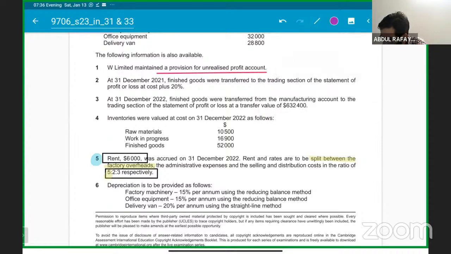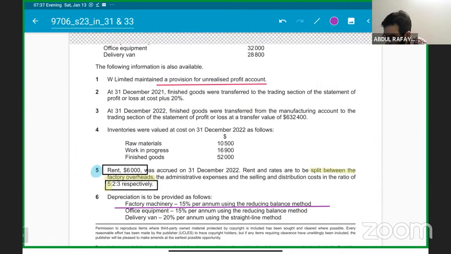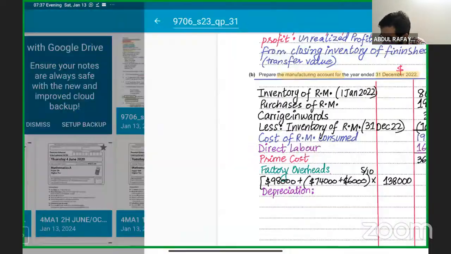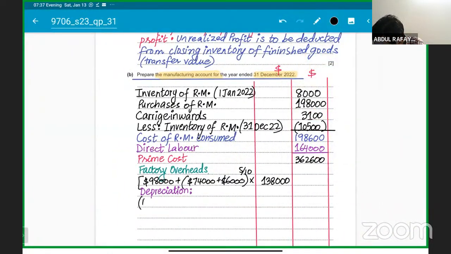So what is the policy? Let's read it and let's do it. On factory machinery, it is 15% per annum using the reducing balance method. Guys, with me? It is 15% per annum using the reducing balance method. So here we go. Factory machinery is 144,000. Depreciation is 84,000. So 144,000 minus 84,000, and then I'll apply the 15%. So cost minus depreciation is our net book value, and that's how we are going to get it. You can also do the working below as well, by writing out working number one, W1, and you can do that.